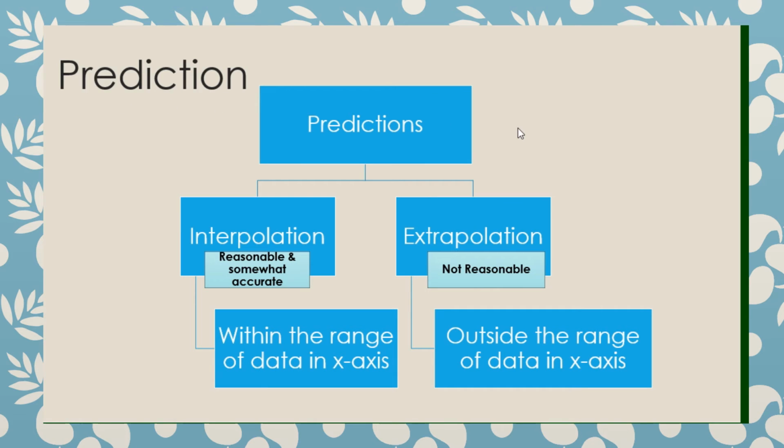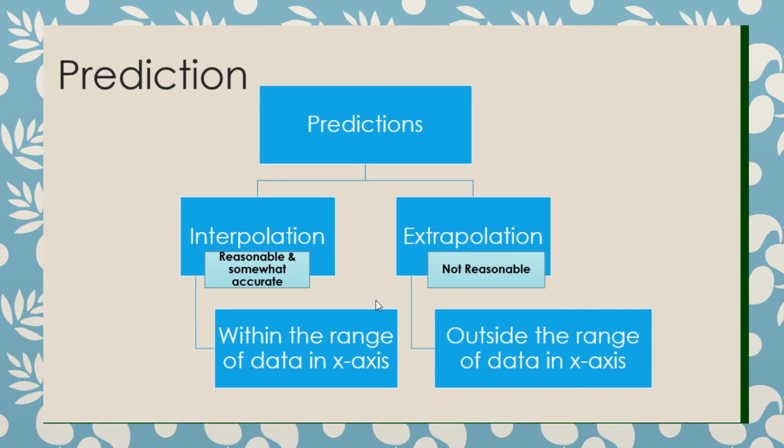Prediction. You just predict. How to predict? You plug whatever they want you to predict, put it into the equation. Then they'll ask you to comment on your prediction. Only got 2 comments. One is interpolation, one is extrapolation. Interpolation, reasonable and somewhat accurate. Extrapolation, not reasonable. Just follow. There's only 2 things.